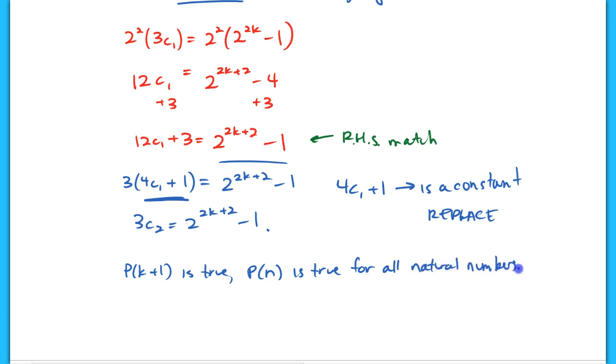Okay, so you can kind of see that there's a very similar method for solving these, or writing these inductive proofs. So nice job. I will see you in class tomorrow.